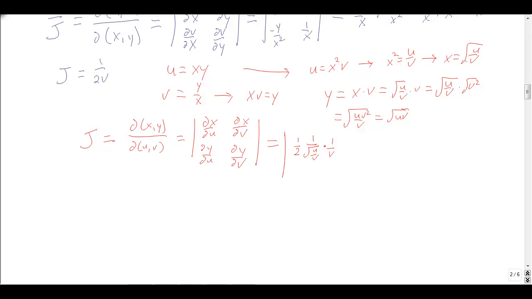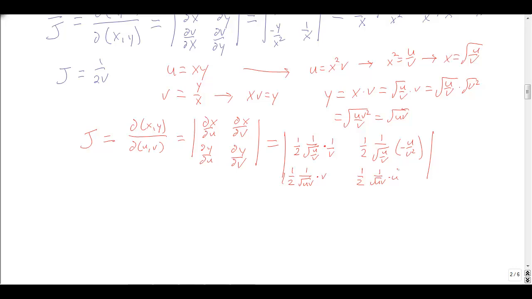Partial x with respect to v is going to be 1/2 times, let's see, 1 over square root of u over v again, this thing to the negative 1/2, and then the derivative of the inside, negative u over v squared, derivative with respect to v on the inside. Now y's partial with respect to u is going to be 1/2, 1 over square root of uv, times the derivative of the inside, which is v. And then with respect to v, I'm going to get 1/2, 1 over square root of uv times u.